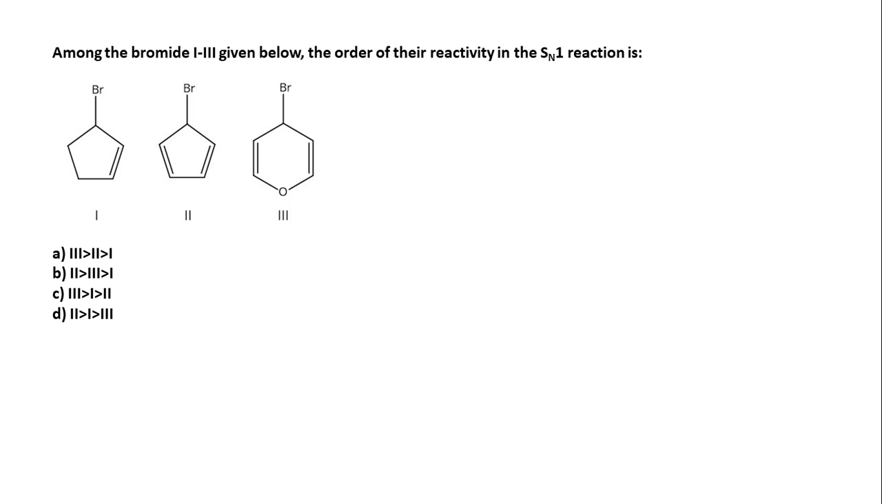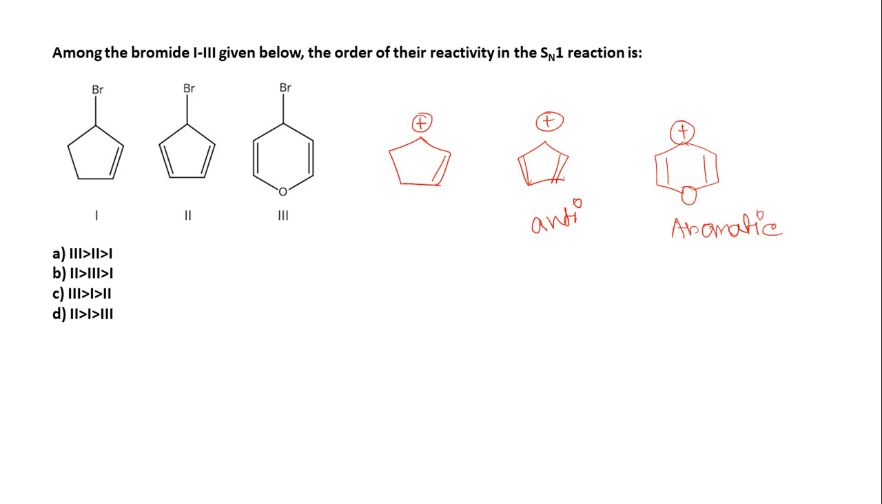Next problem, order of the reactivity in SN1 reaction. In all cases, bromine is present as the leaving group. Because it is SN1, we will consider the carbocation. This is the carbocation from the first one, this is the carbocation from the second one, and in the last one the carbocation is like this. Now this one is basically aromatic, and how to know whether aromatic, non-aromatic or anti-aromatic, that link is right now on the top right corner. And this one is aromatic, this is basically anti-aromatic. I am not going into the details why it is so, because I have already said that the link is there, you can check that.